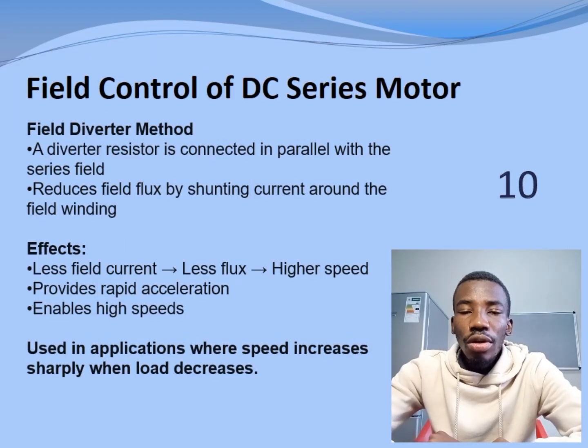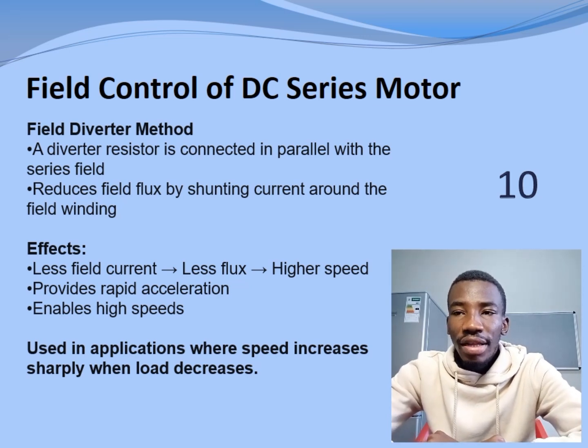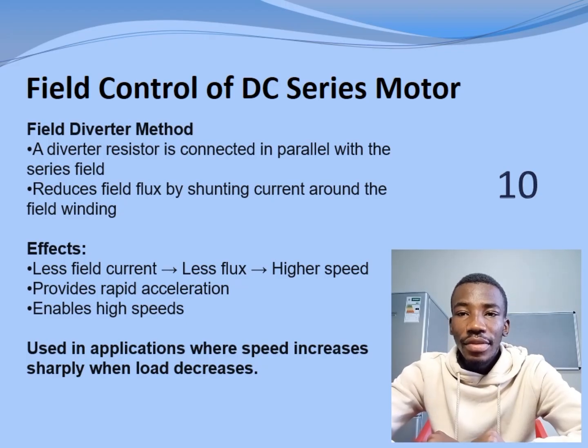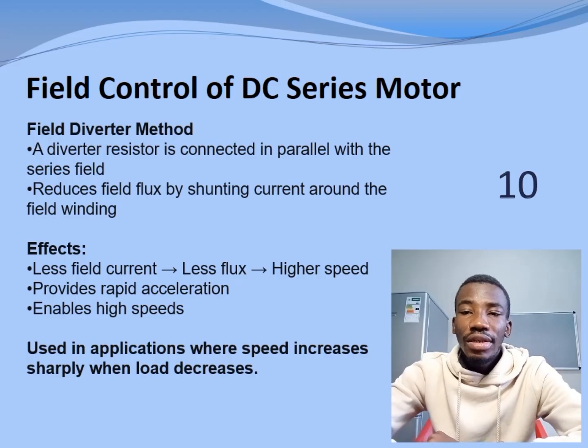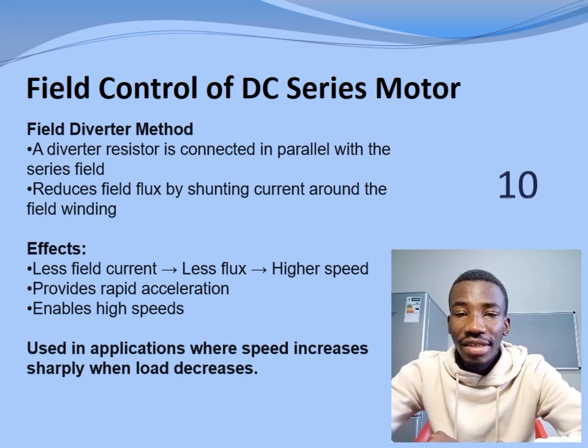In field control of DC series motors, we have the field diverter method. A diverter resistor is connected in parallel with the series field. It reduces field flux by shunting current around the field winding. Effects are less field current, less flux, higher speed. It provides rapid acceleration and enables high speed. It is used in applications where speed increases sharply when load decreases.